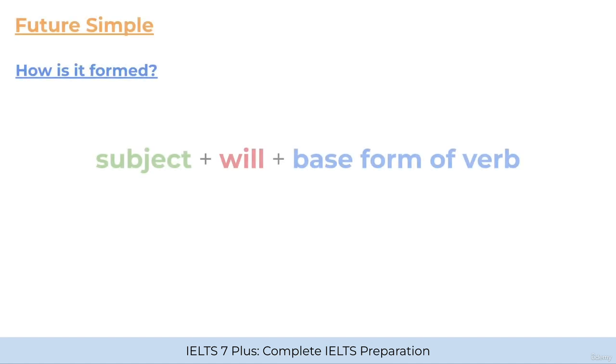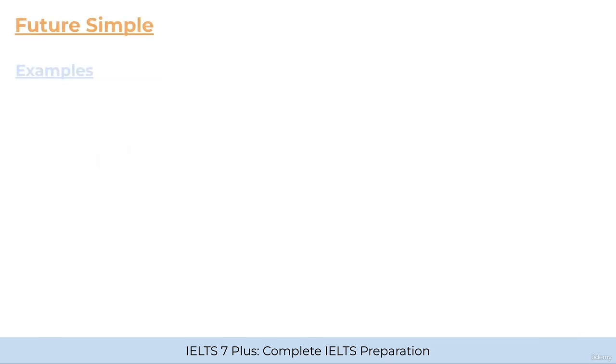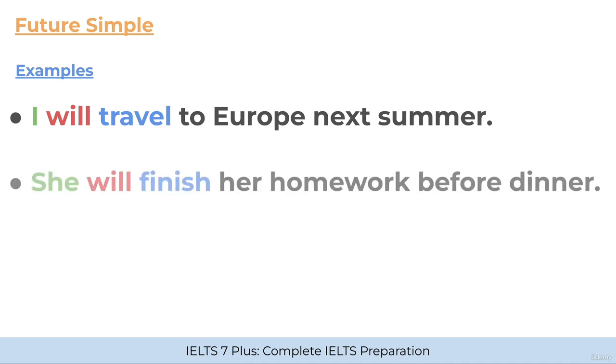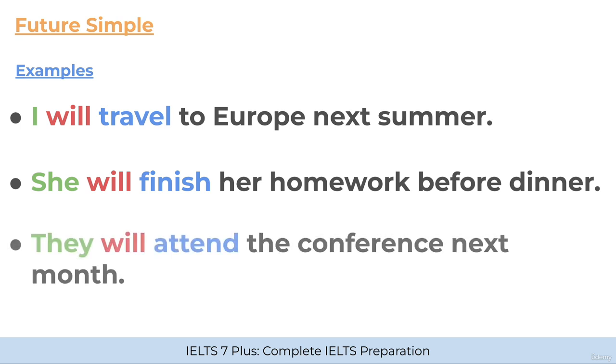Okay, let's see this in action. So we have our subject at the beginning, presumably, of the sentence, will. Then you follow it with the base form of the verb. So this is quite a straightforward tense, as you'll see today. You just need to remember that will after the subject and then the base form. For example, I will travel to Europe next summer. She will finish her homework before dinner. They will attend the conference next month.